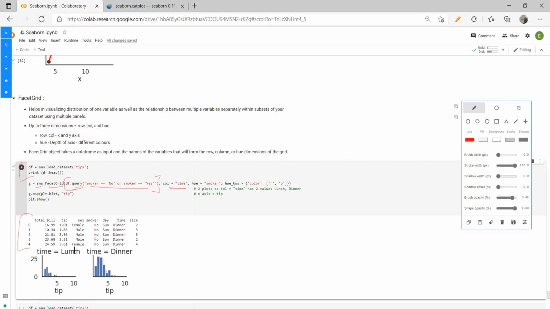The column is time. Basically, we are making two different columns: one where time is equal to lunch and one where time is equal to dinner. You are showing smoker by hue, and you are selecting two different colors, red and blue. On top of that, you are also plotting a histogram, and for the histogram, you are specifying tip over here.